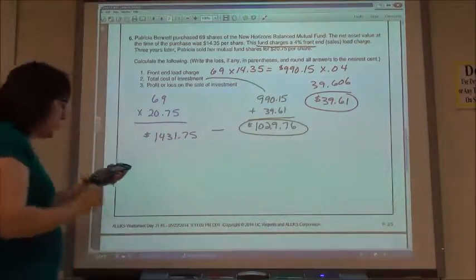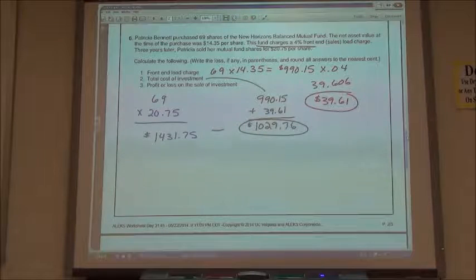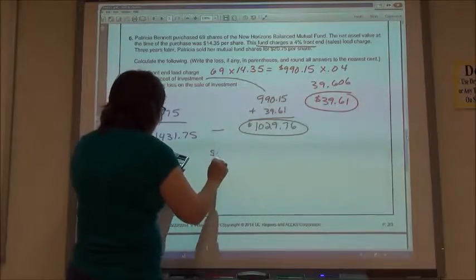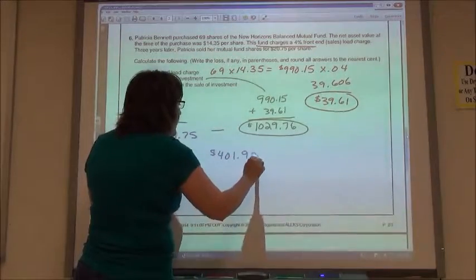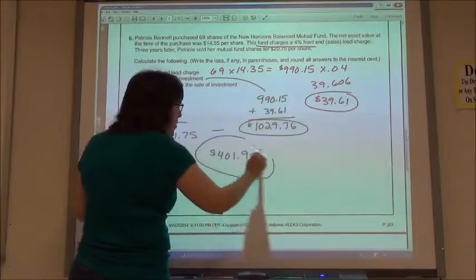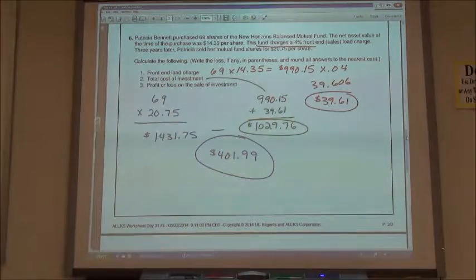Again, we're just going to subtract those two values. So if I subtract my $1,029.76, she made a profit of $401.99. And since she made a profit, we don't need to put it in the parentheses since she had a profit instead of a loss like on those previous other two.